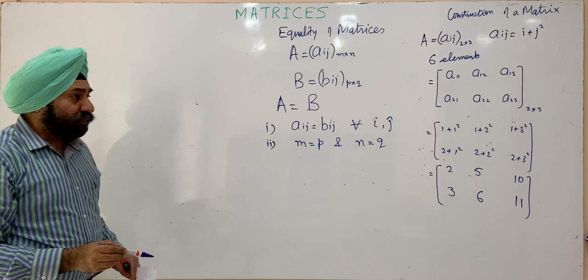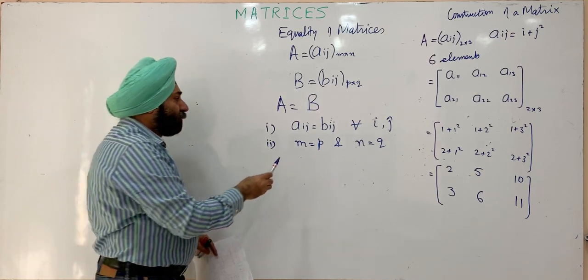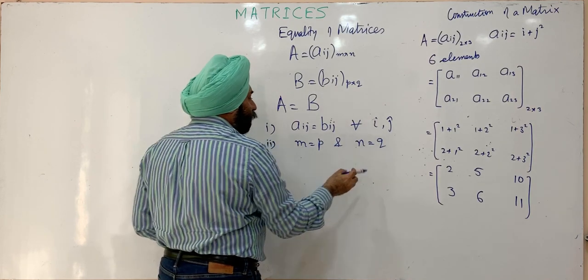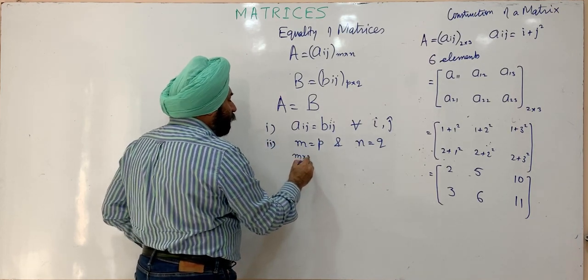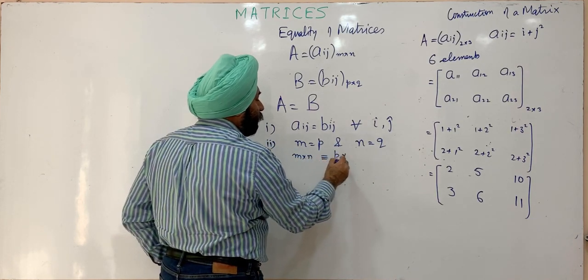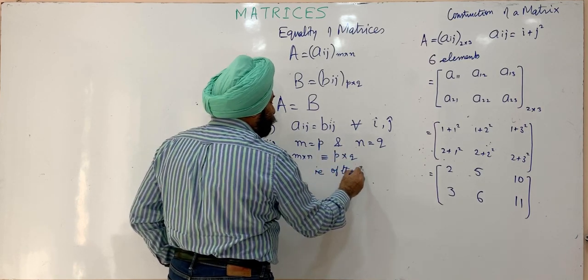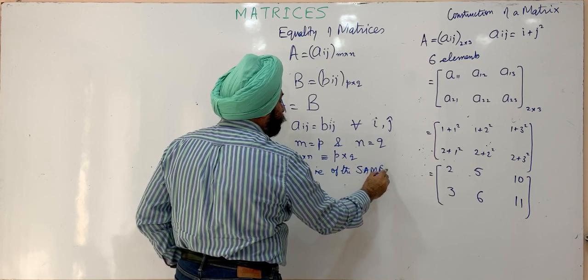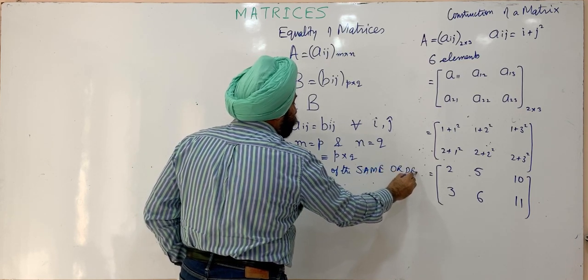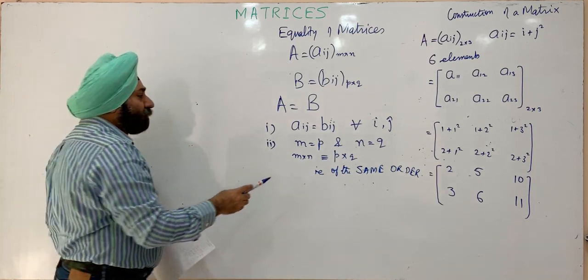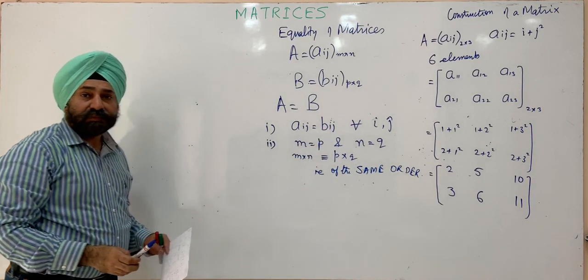So if matrices are equal, then their corresponding elements are equal. m equal to p, n equal to q means m by n is the same as p by q. That is, they are of the same order. That's the key word. Two matrices are equal if they are of the same order, and also their corresponding elements are equal.